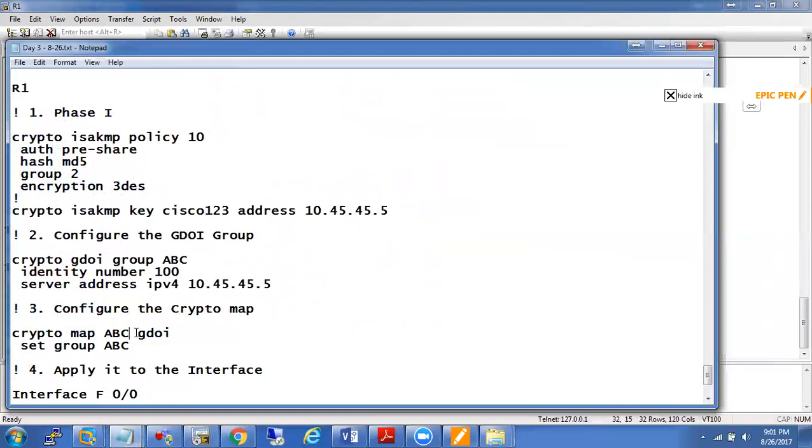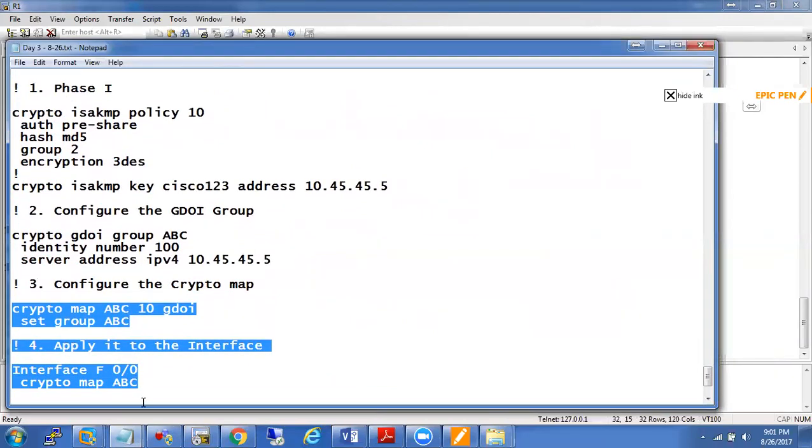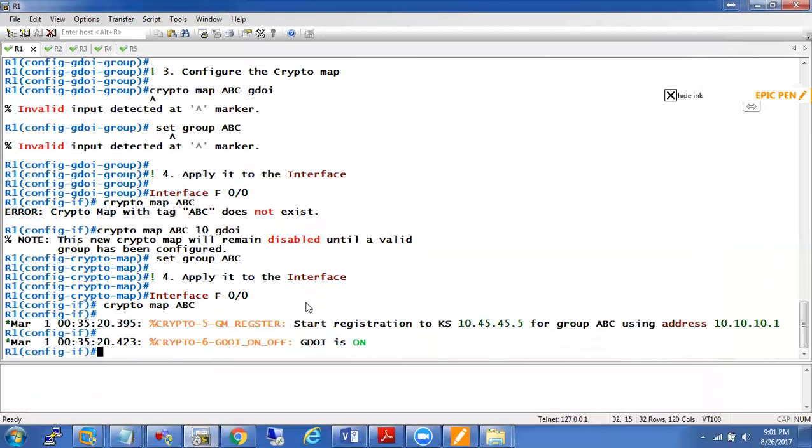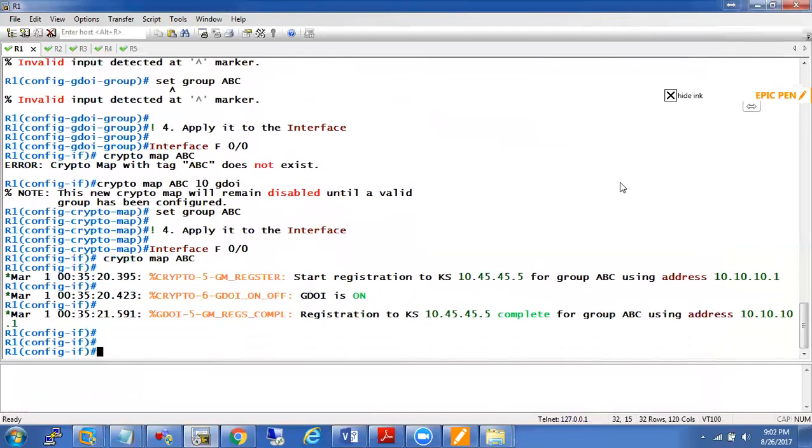Crypto map 10. And then it should be okay. Notice my registration is complete to 10.45.45.5 for group ABC.